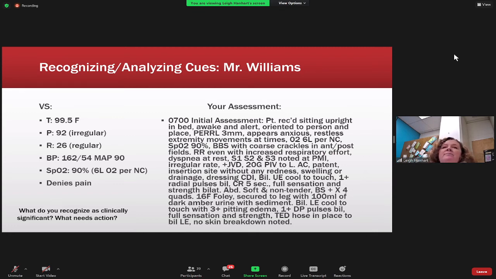Okay. So is there anything that stands out to you as far as this assessment? What do you recognize? Let's start at the top, because remember, we're going to do head to toe. What do we see in the neuro part? Anxious, restless. Yeah, anxious, restless extremity movements.